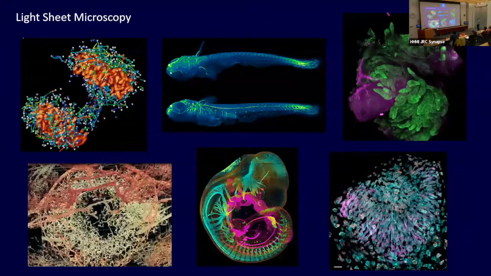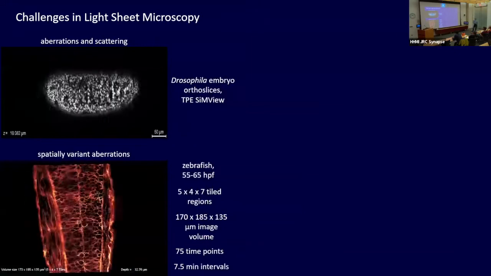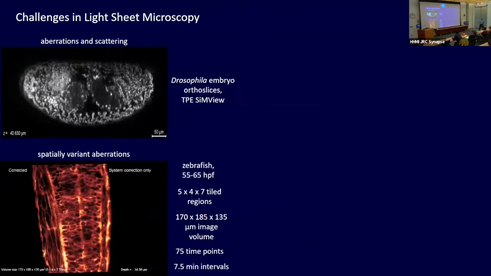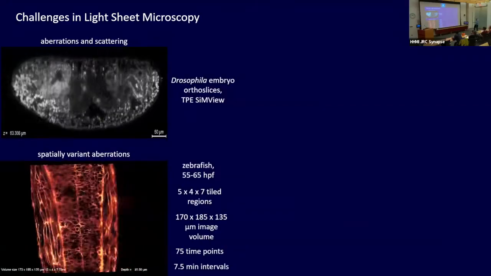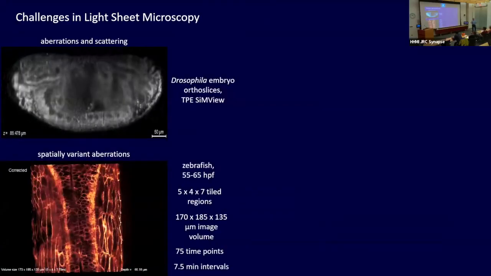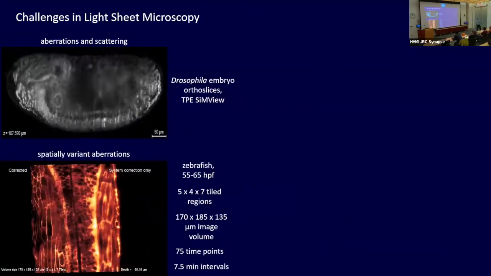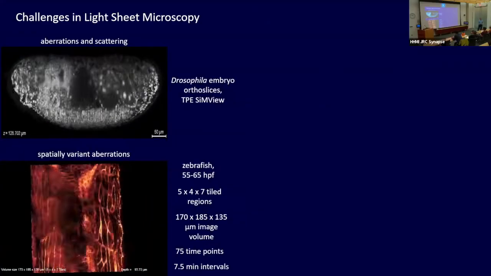So light sheet microscopy came out about the same time as super resolution. It creates incredibly beautiful images of both cells and tissues. But there's challenges in light sheet microscopy as well. The first is that if it's applied in tissues, aberrations and scattering will screw up your light sheet, screw up the fluorescence that comes out from that light sheet.